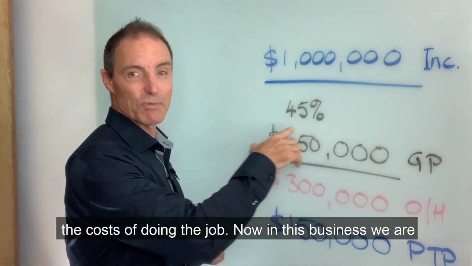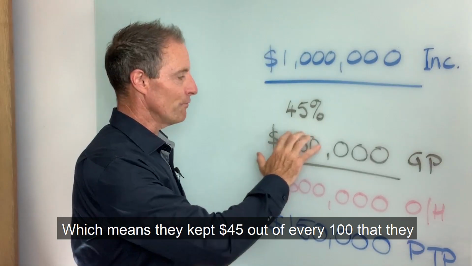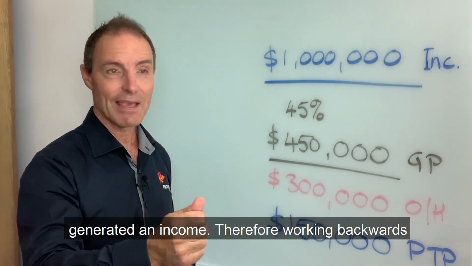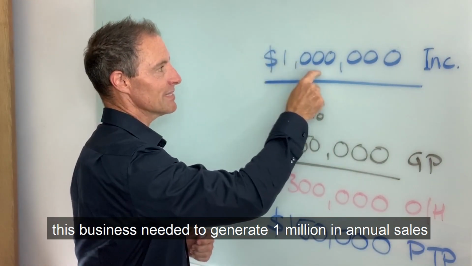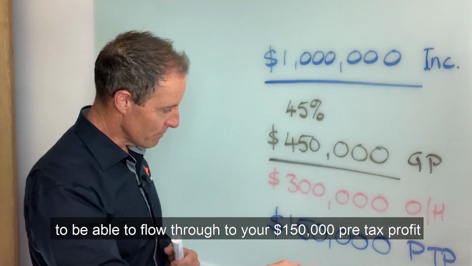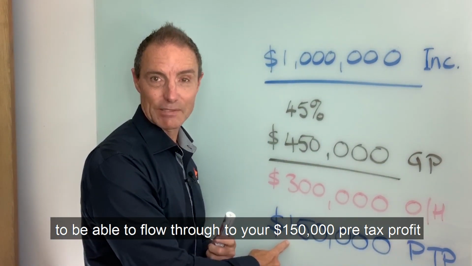Now, in this business, we're keeping it simple. They had a gross profit of 45%, which means they kept $45 out of every 100 that they generated in income. Therefore, working backwards, this business needs to generate $1 million in annual sales to be able to flow through to your $150,000 pre-tax profit.